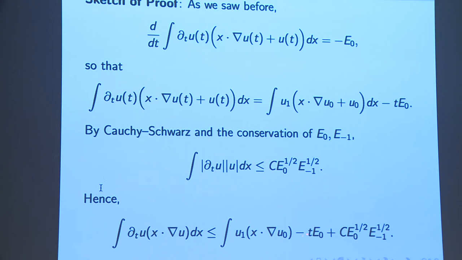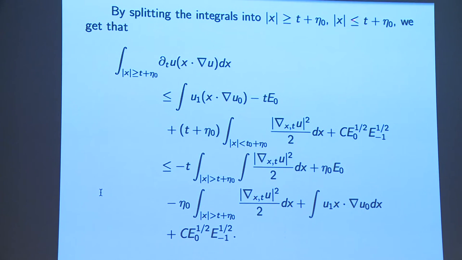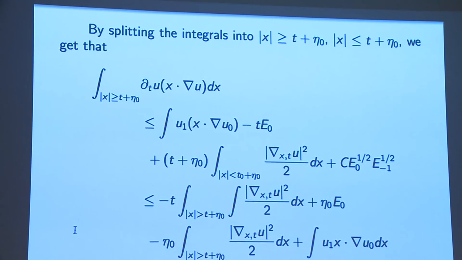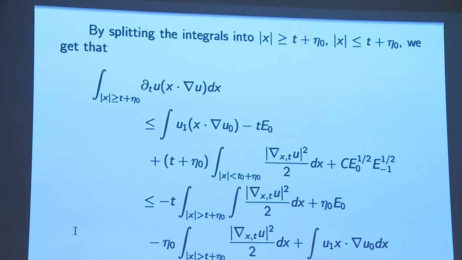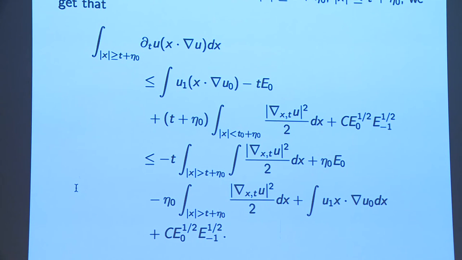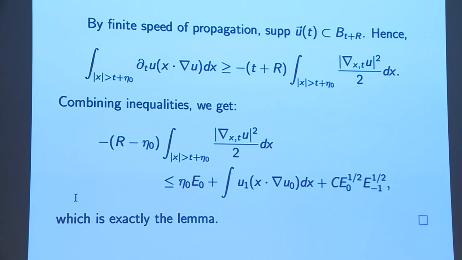I already integrated here. I just put the terms on the other side. Now I again split the integrals into x bigger than t plus eta naught, and x less than t plus eta naught. Perhaps it's not so interesting to go through the details of this proof, but basically it is the same argument as before. You just do the accounting, and you get the lemma.